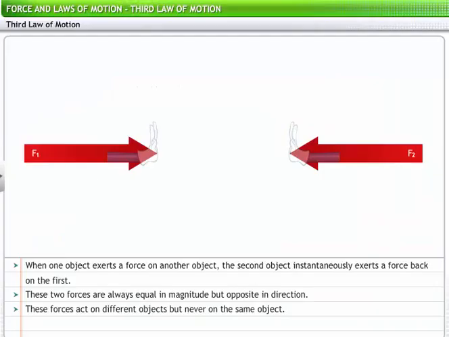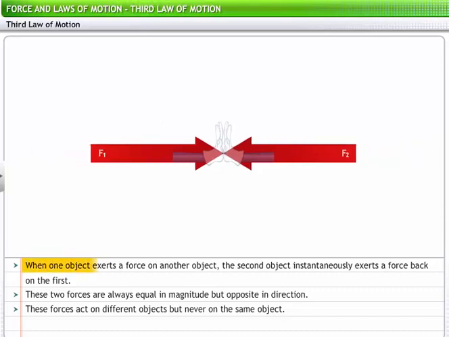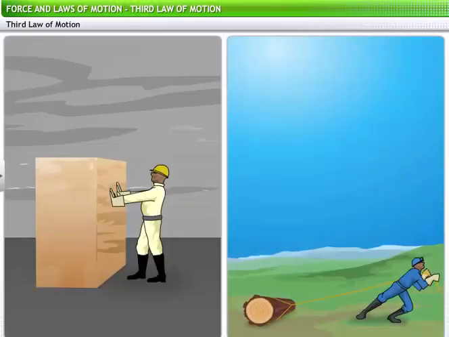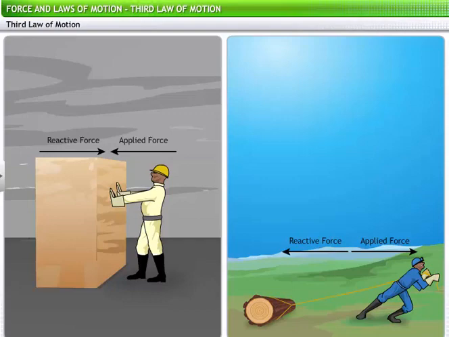Newton's third law of motion, also known as the law of reactive forces, states, when one object exerts a force on another object, the second object instantaneously exerts a force back on the first. These two forces are always equal in magnitude but opposite in direction. These forces act on different objects but never on the same object. According to this law, if we push an object, it pushes us back. And if we pull it, it pulls back with a force of equal magnitude.